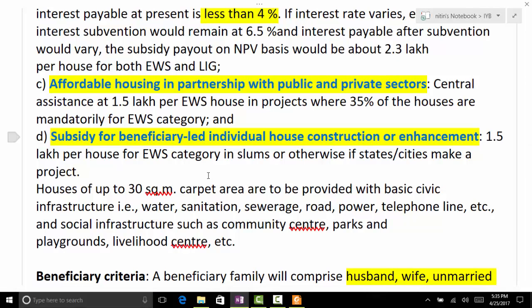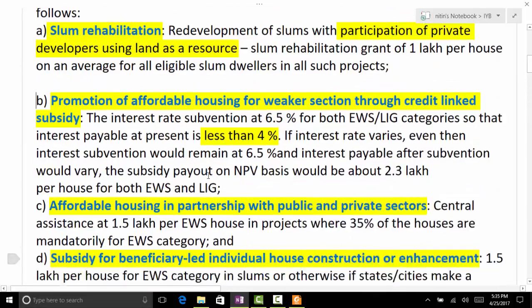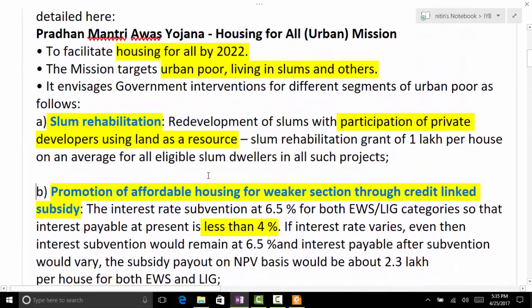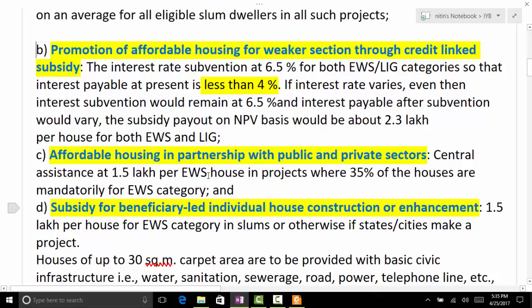Then subsidy for beneficiary-led individual house construction or enhancement. So here individual people would be encouraged. If you construct your house, we would provide you the subsidy for that. How much? 1.5 lakh per house for the EWS category. So these are 4 different components, and I believe you are able to differentiate among these 4.